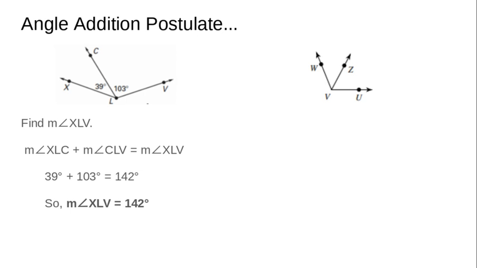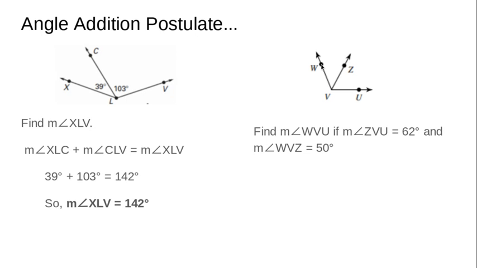Now if I take a look at this diagram over here with some words, it says the measure of angle WVU. So let's find that angle. WVU, that's the big angle. So we're supposed to find the big angle if the measure of ZVU, let's trace that again, ZVU, so this side is 62.